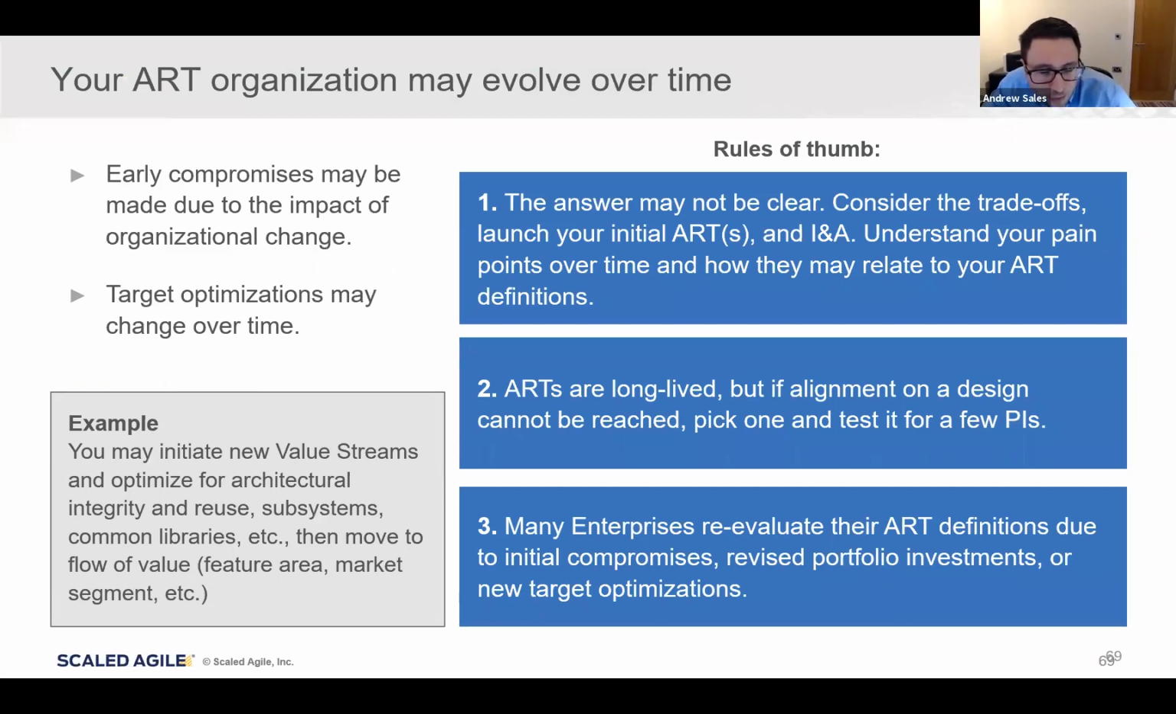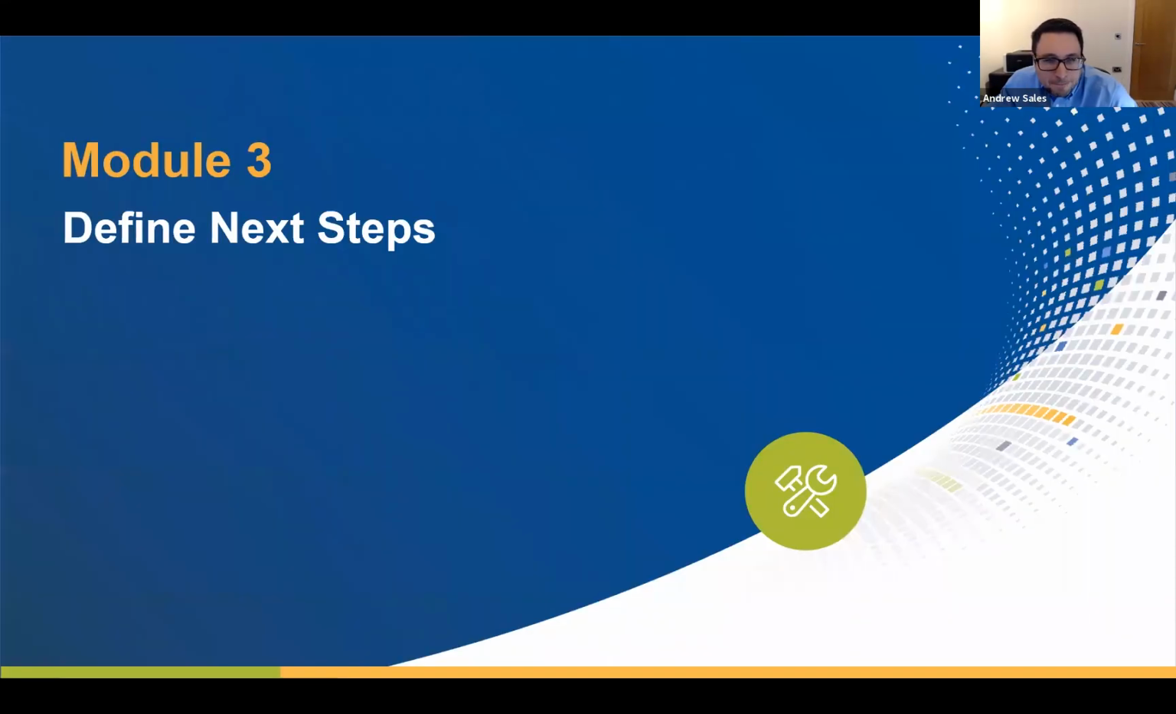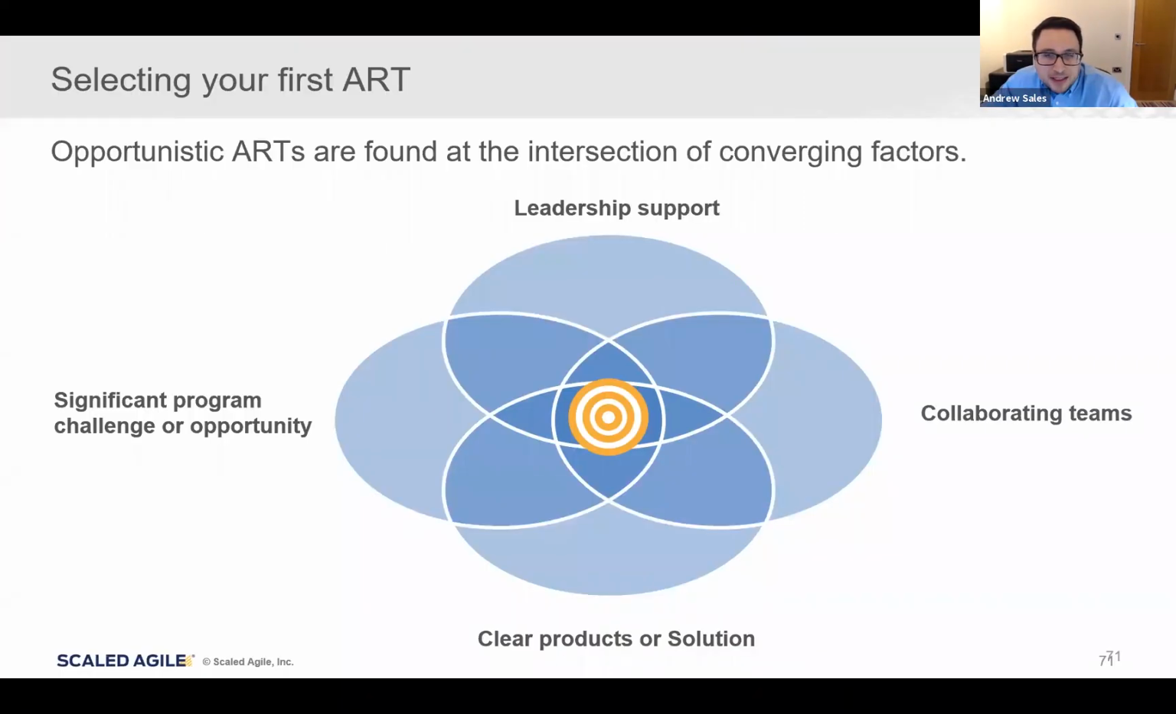Our ART definitions will evolve as we start testing them and delivering work. We're going to find that there's things we need to improve. We're going to come back to the workshop in the future to continue to reevaluate our definitions. And then the final part of the workshop is fairly short. This is where you're going to define the next steps.